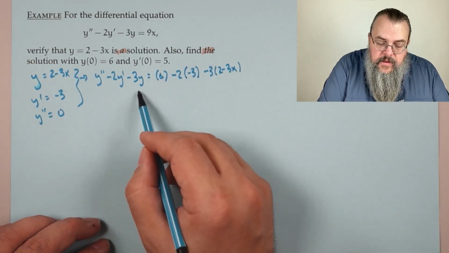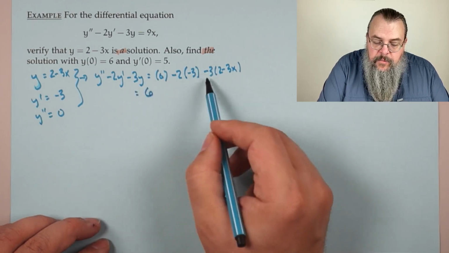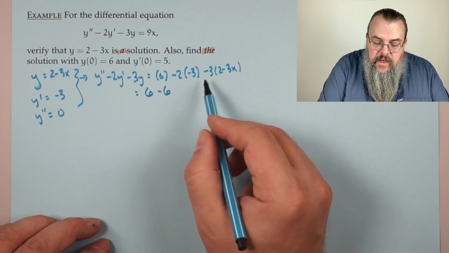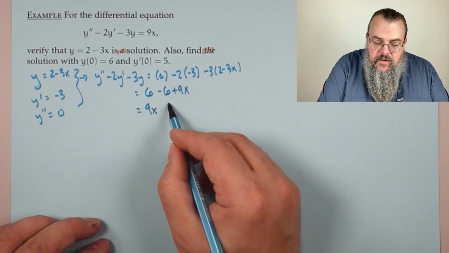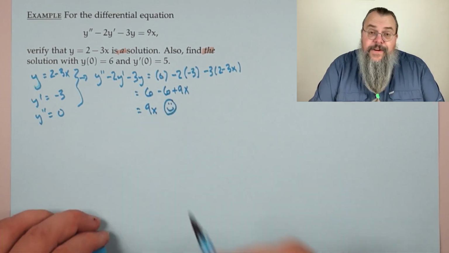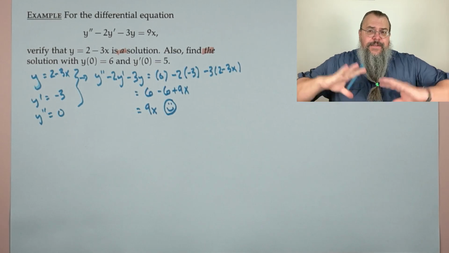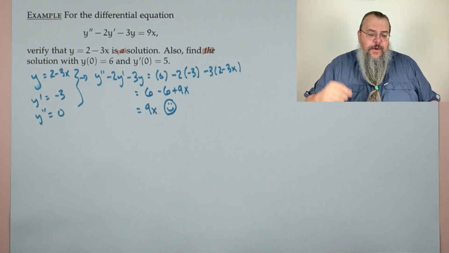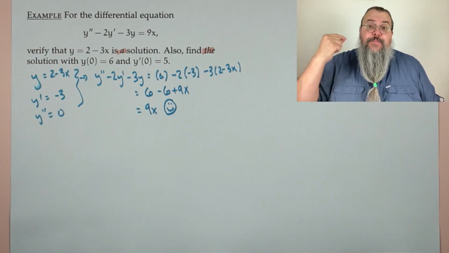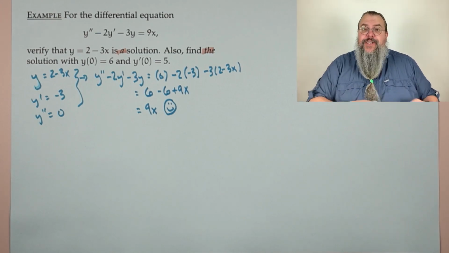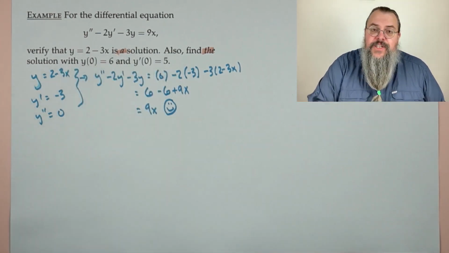Okay, this becomes 0, a plus 6, a minus 6, and a plus 9x, which is 9x. So, good. We've now verified that this is a solution. Now, in terms of the framework we just went through, what would we call this? We would call this the particular solution. The particular solution is just one solution which satisfies the differential equation as written.